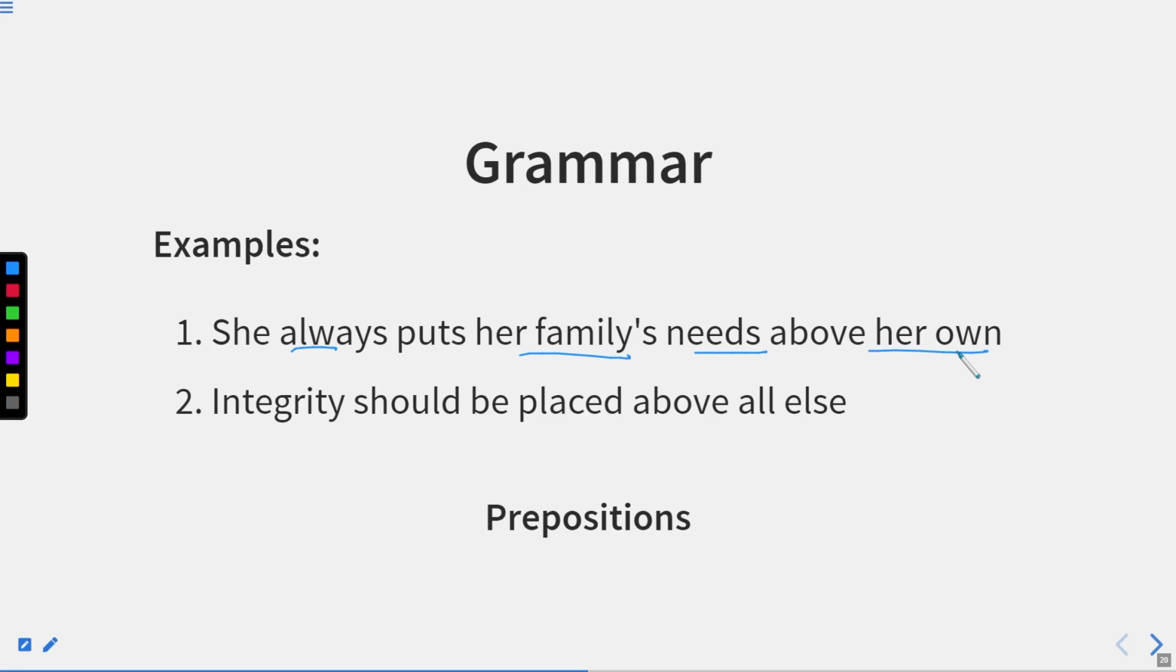Integrity should be placed above all else. It means integrity should be the priority above all the things. So, whenever we keep something as priority, whenever we keep something at the highest position, whenever we keep something to be the highest part of our life, we use the preposition above to show them.